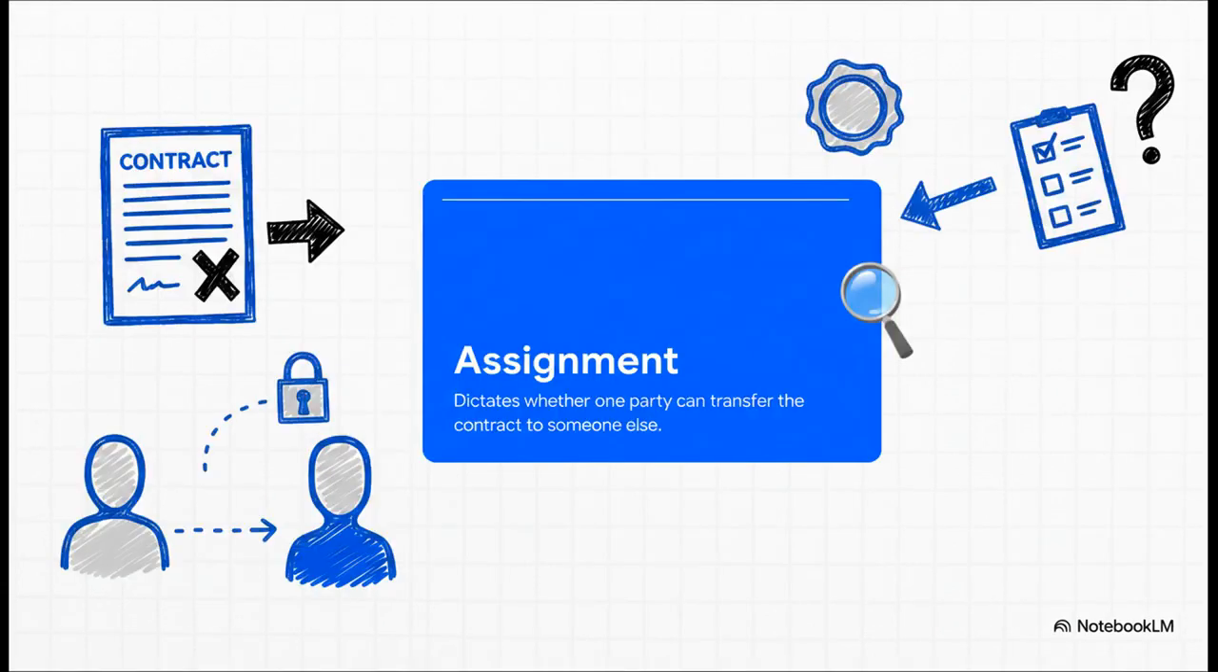Our final translation is assignment. This clause simply answers the question, can one party transfer this contract and its obligations to someone else? If it says no assignment without consent, it prevents the other party from just handing your contract off to an unknown third party or some other company without getting your written permission first.